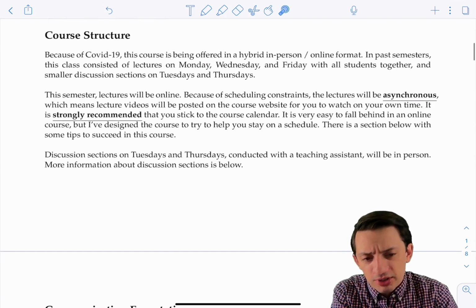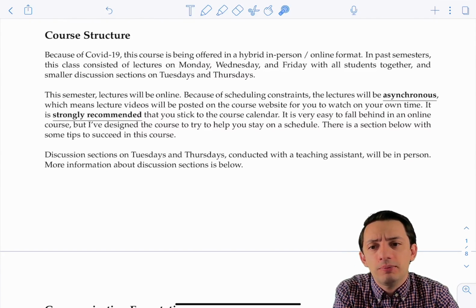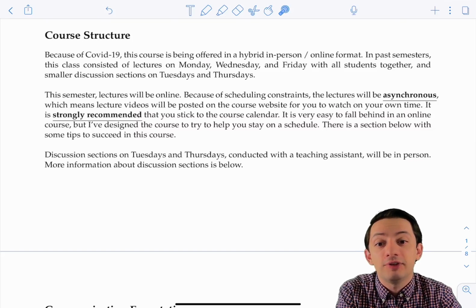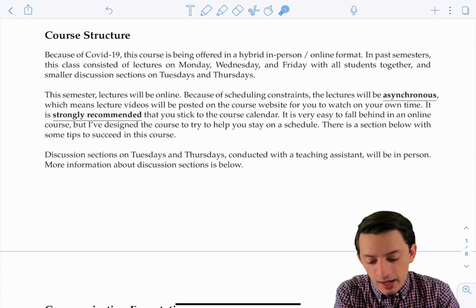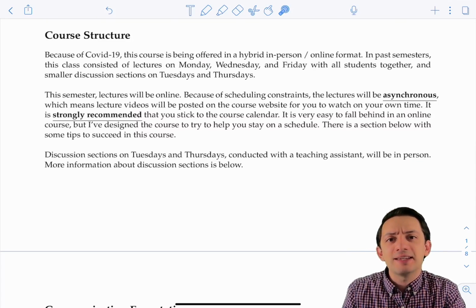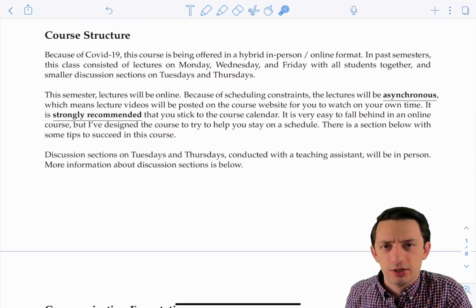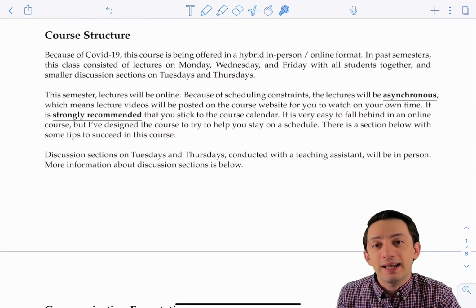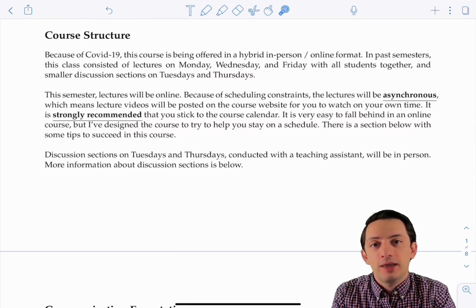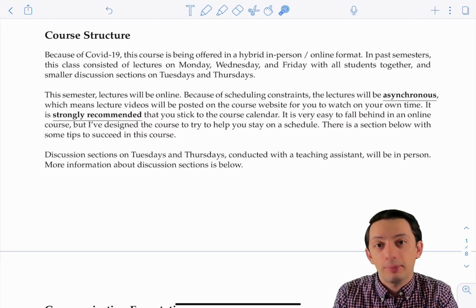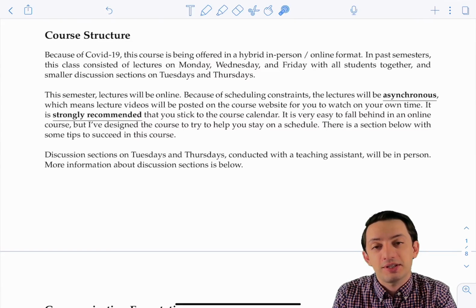Okay, so I've mentioned a little bit about the course structure here, but I'll go into a little bit more detail. Lectures will be posted in video form online, and they had to be this asynchronous format because of scheduling issues. The registrar was not able to find us a time that we could meet synchronously over Microsoft Teams or something all at the same time.